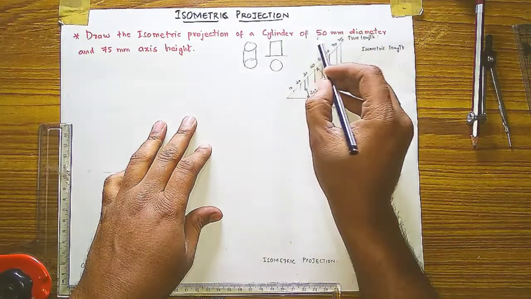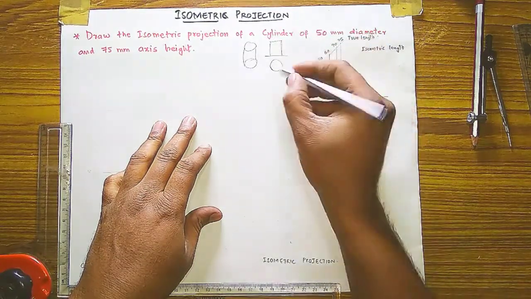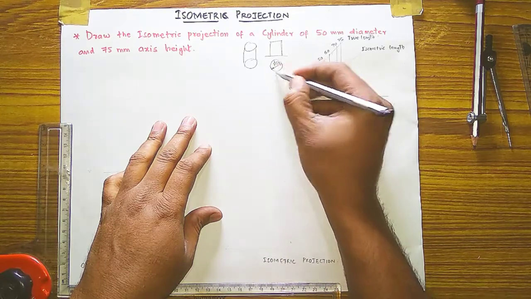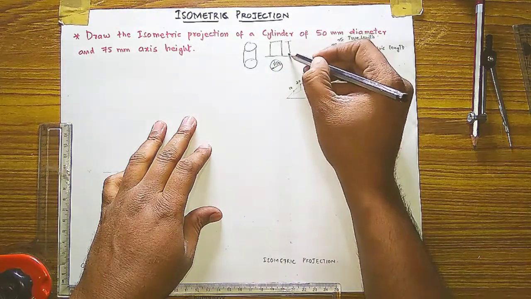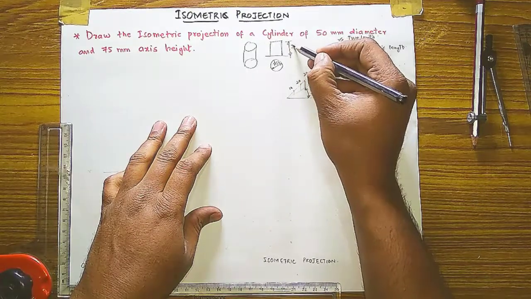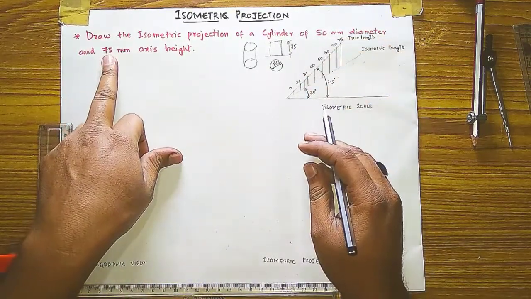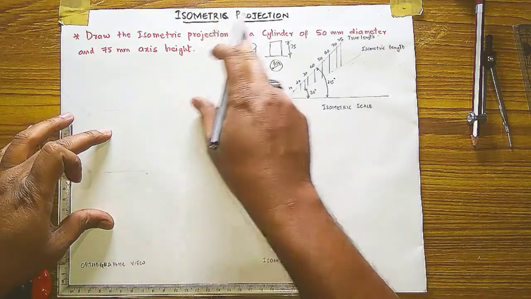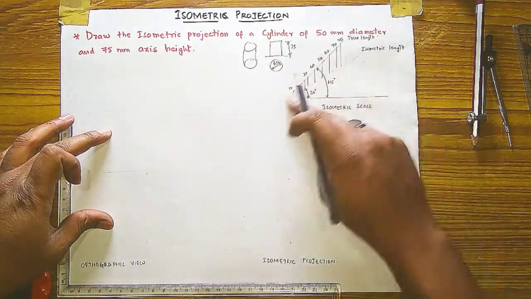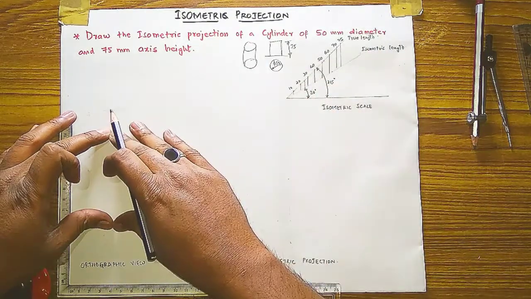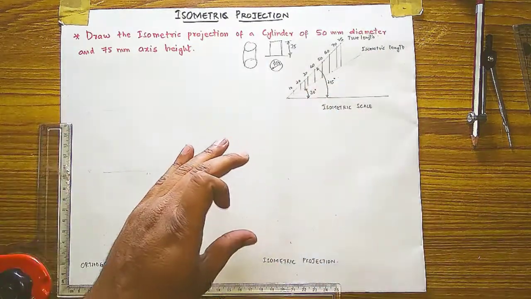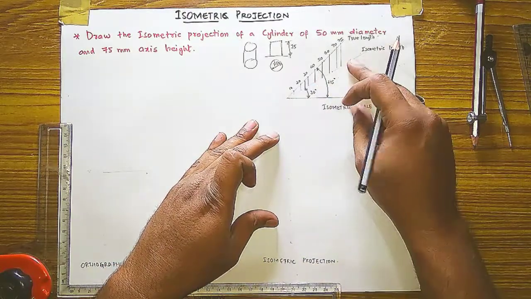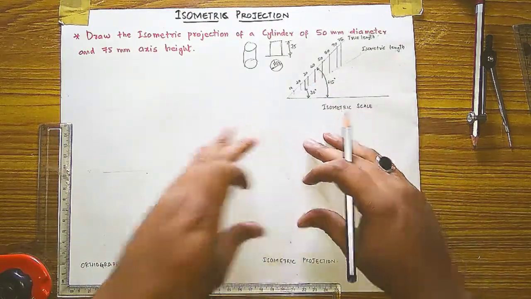But in this question, cylinder of 50 mm diameter means here you are having a 50 mm diameter circle, and its axis side is 75 mm, as said in the question. So we have to draw first the orthographic view according to the isometric projection, means we have to take the isometric scale dimension and draw, like according to the scale only you have to draw the isometric projection.